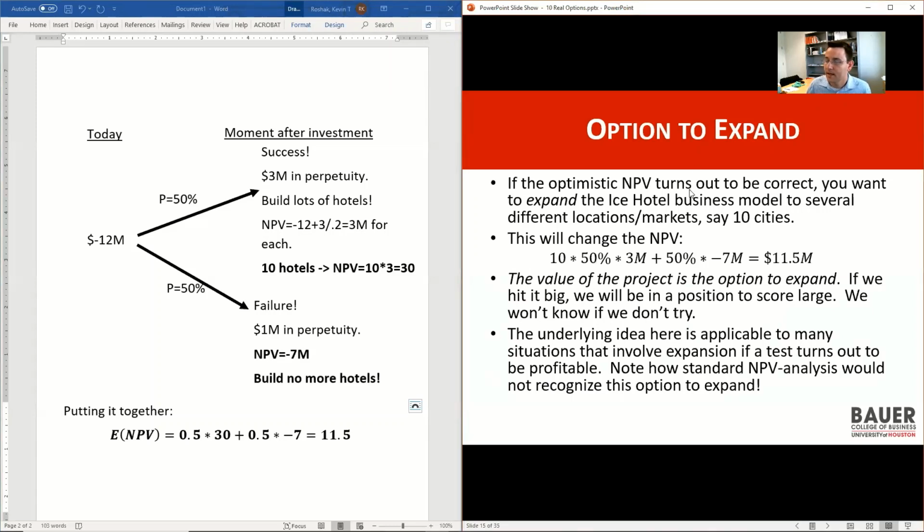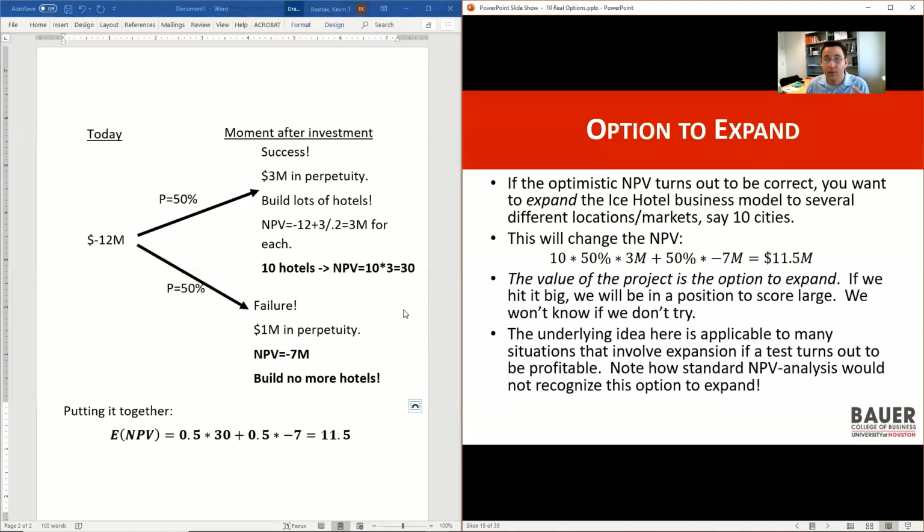So if the optimistic case turns out to be correct, we expand, we build a lot of hotels, and we make a lot of NPV from all of those hotels. And in fact, that's the entire value of the project. Right? The value is not coming from one hotel. That first hotel that you build, it's a loser, right? The expected NPV is negative. It's a -2. The entire value from that first hotel then is because you learn.